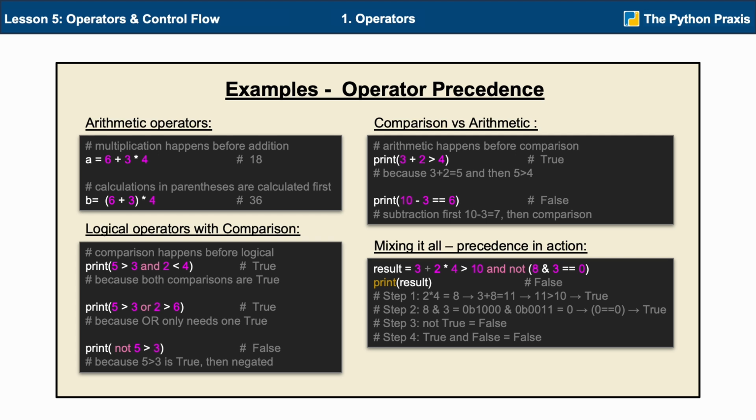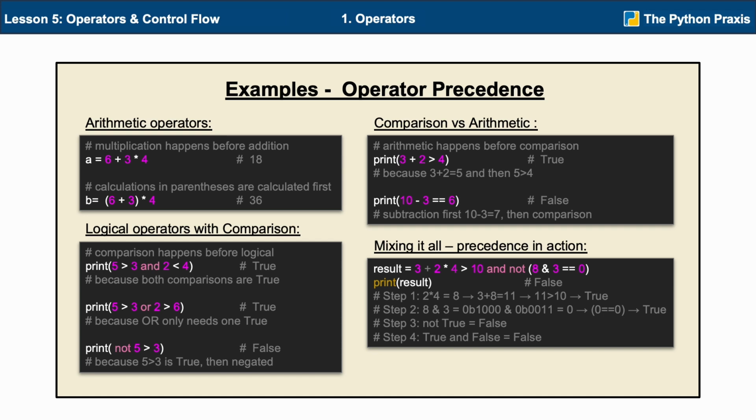In the last example, not 5 greater than 3, the return is false, because 5 greater than 3 returns true, which is then negated with the not operator. Mixing everything together, we see the precedence in full action.